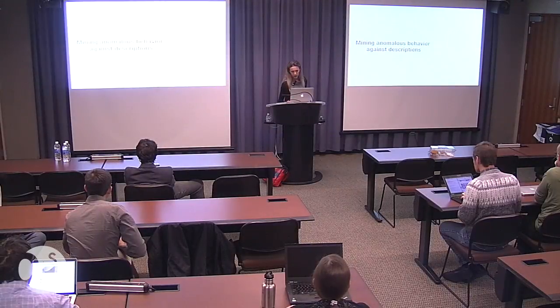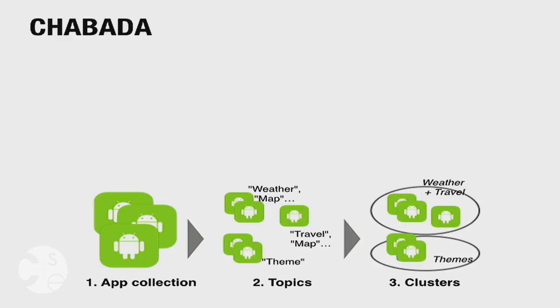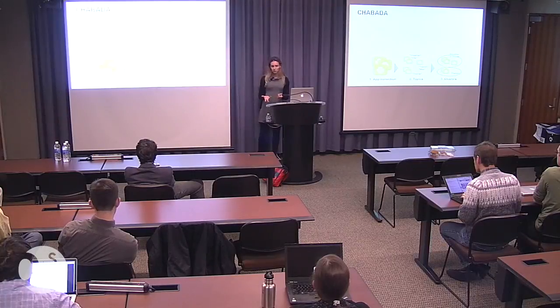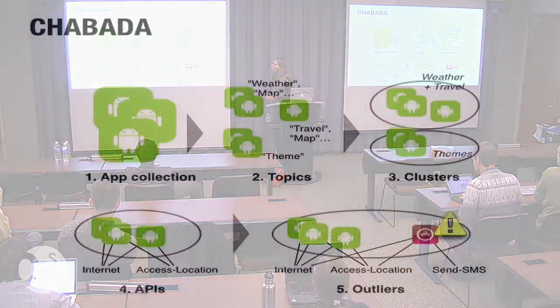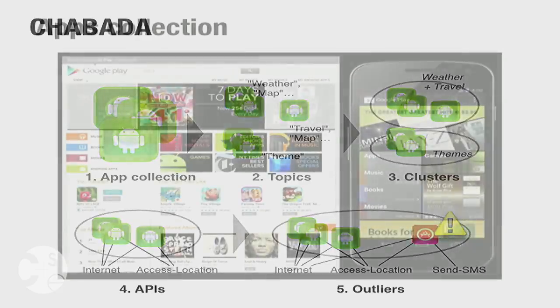And we developed this technique called Chabada that works as follows. We start by collecting a large set of applications from the Google Play, and then we analyze the natural language description that appears on the Google Play, describing the applications. And we identify different topics out of this body of descriptions. We then cluster together applications that have similar descriptions. Once we have that, within each cluster, we look at how applications behave. We do this by looking at the key API calls that the application makes to the Android framework. And at this point, what we do is simply look for anomalies and report them. So let me tell you a bit more about each single step.